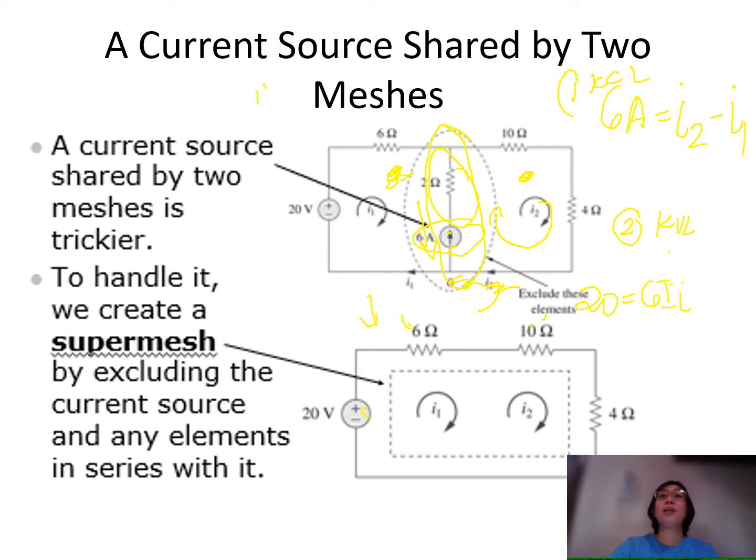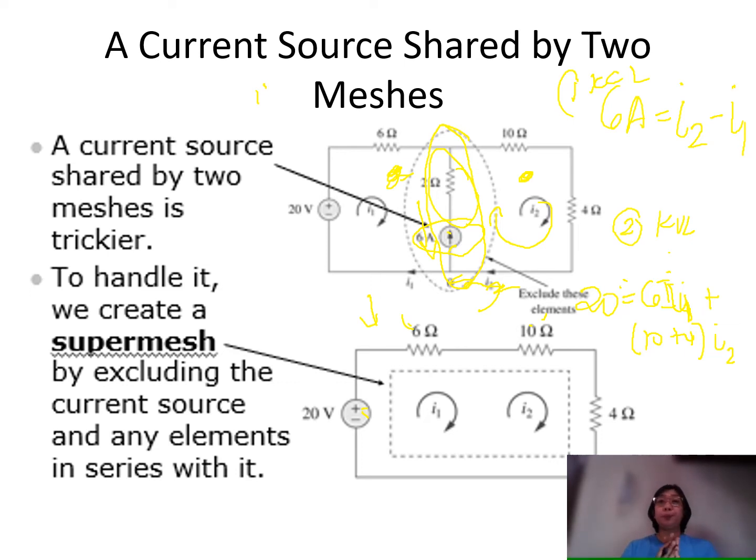6 I1, plus 10 plus 4, and the current flowing across 10 and 4 is your I2, multiplied by I2. So we have two unknowns, I1 and I2. Therefore, we can solve them using two simultaneous equations, and we have here your first equation and your second equation.